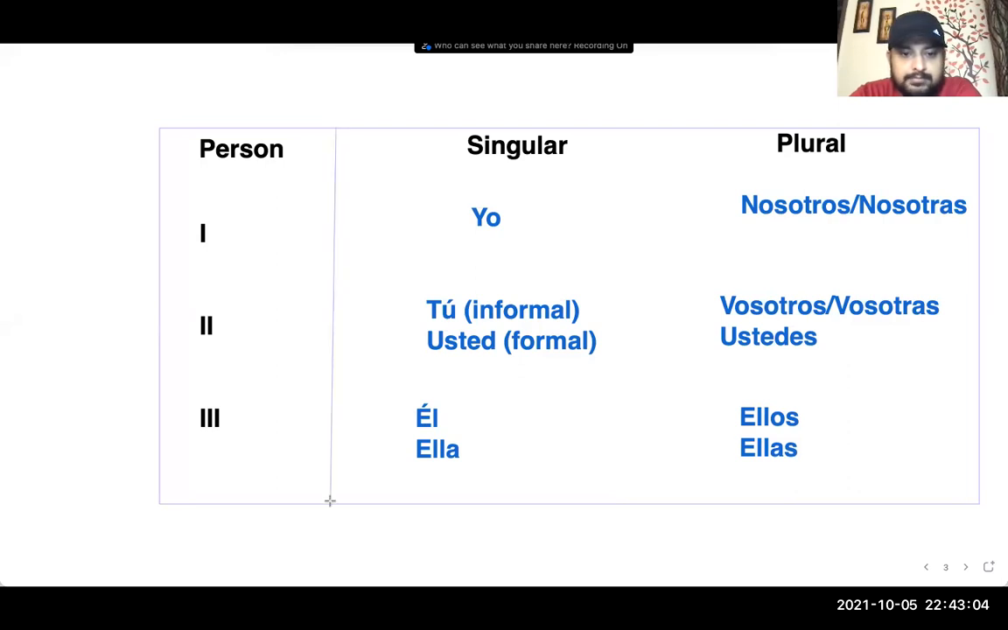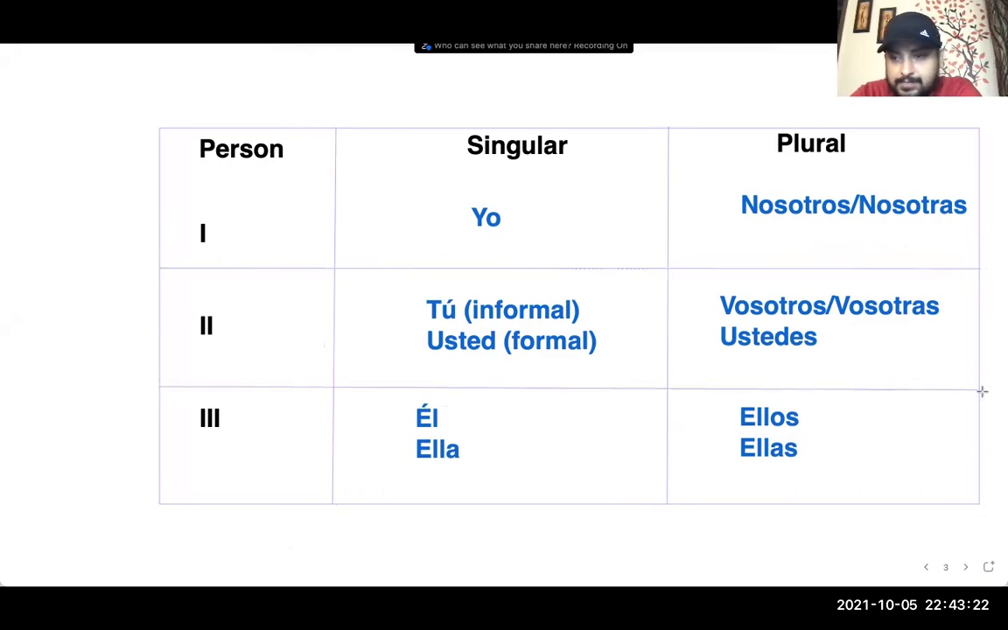So this table is very helpful. If you are doing the action, that would be yo. If someone else is doing the action, someone else, third person, that would be él or ella, he or she, depending on the person who is doing the action. If they are doing the action, that would be ellos, ellas. If you are doing the action, formal or informal, that would be tú or usted.